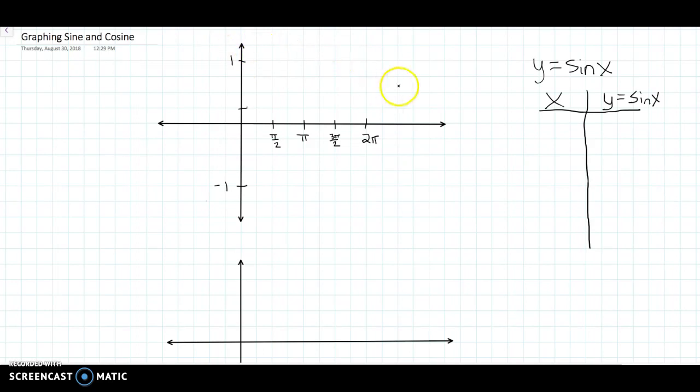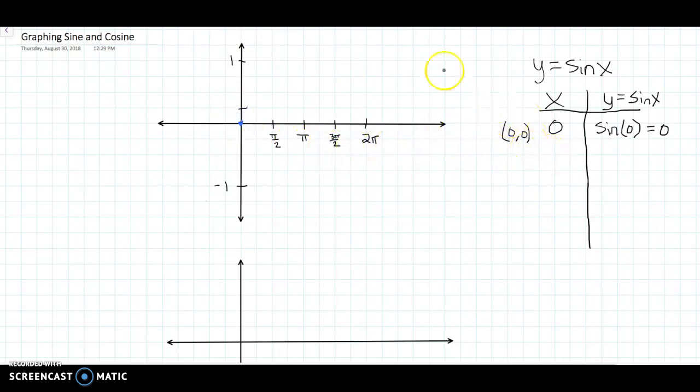Now the graphing is done this way. At 0, what is the y value at 0? Sine of 0 equals 0. So what this means is that we have on the graph the ordered pair 0, 0. So I will mark that right here. I'm making a big mark right there.